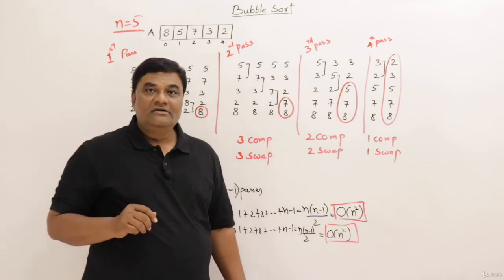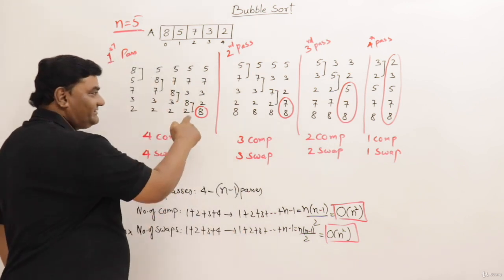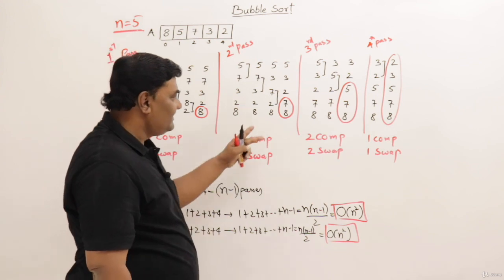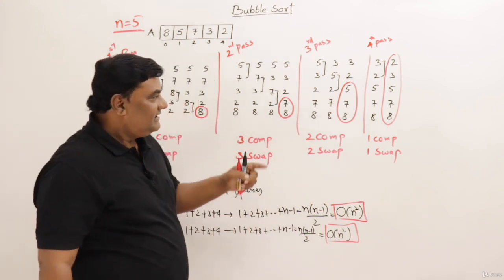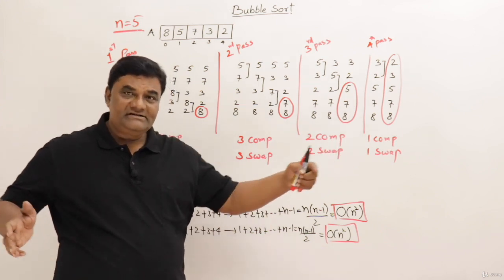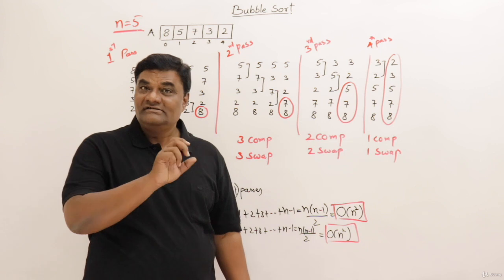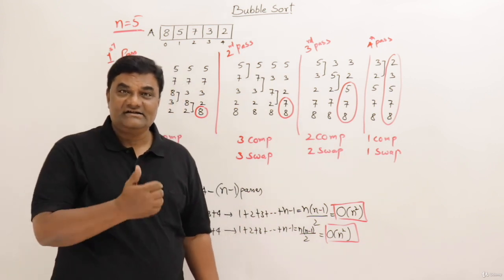One more interesting thing. In one pass, I got the largest element. Then in the second pass, I got the 2 largest elements. Third pass, 3 largest elements. For some n elements, if I perform k passes, then what do I get? K largest elements I get.